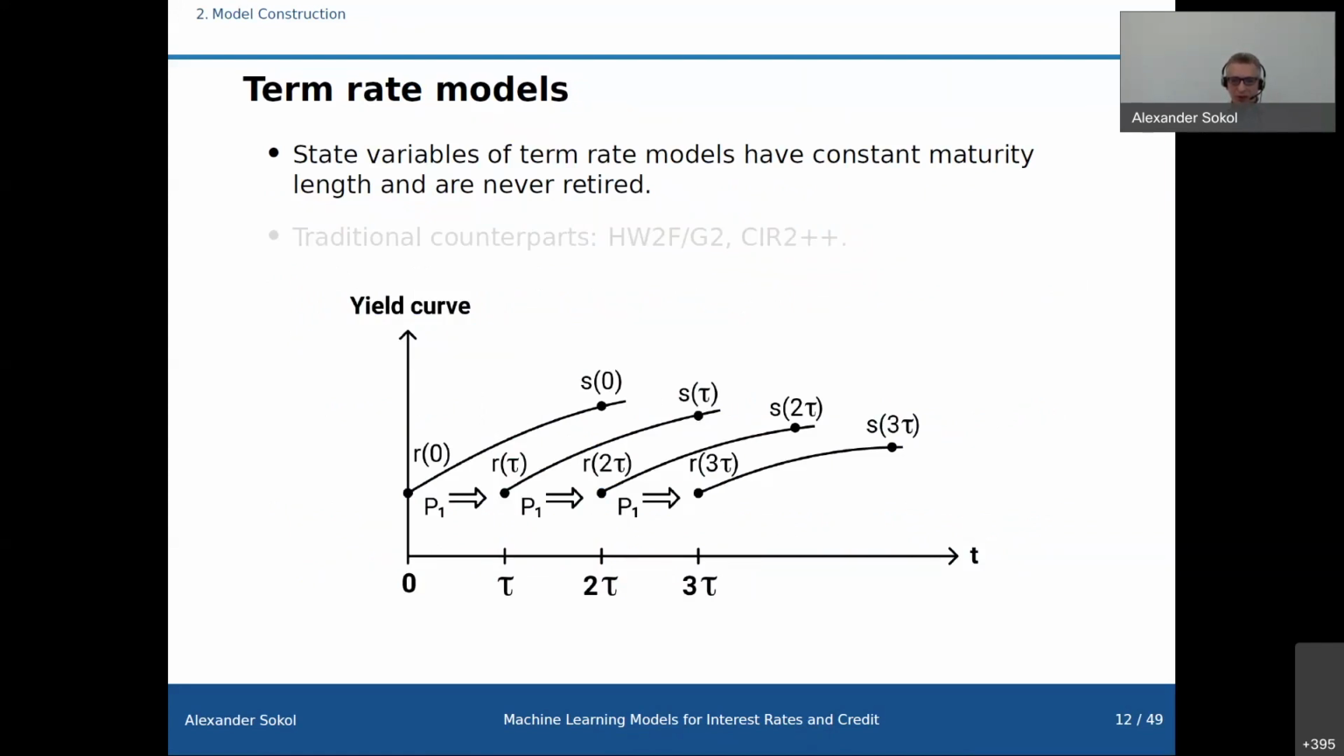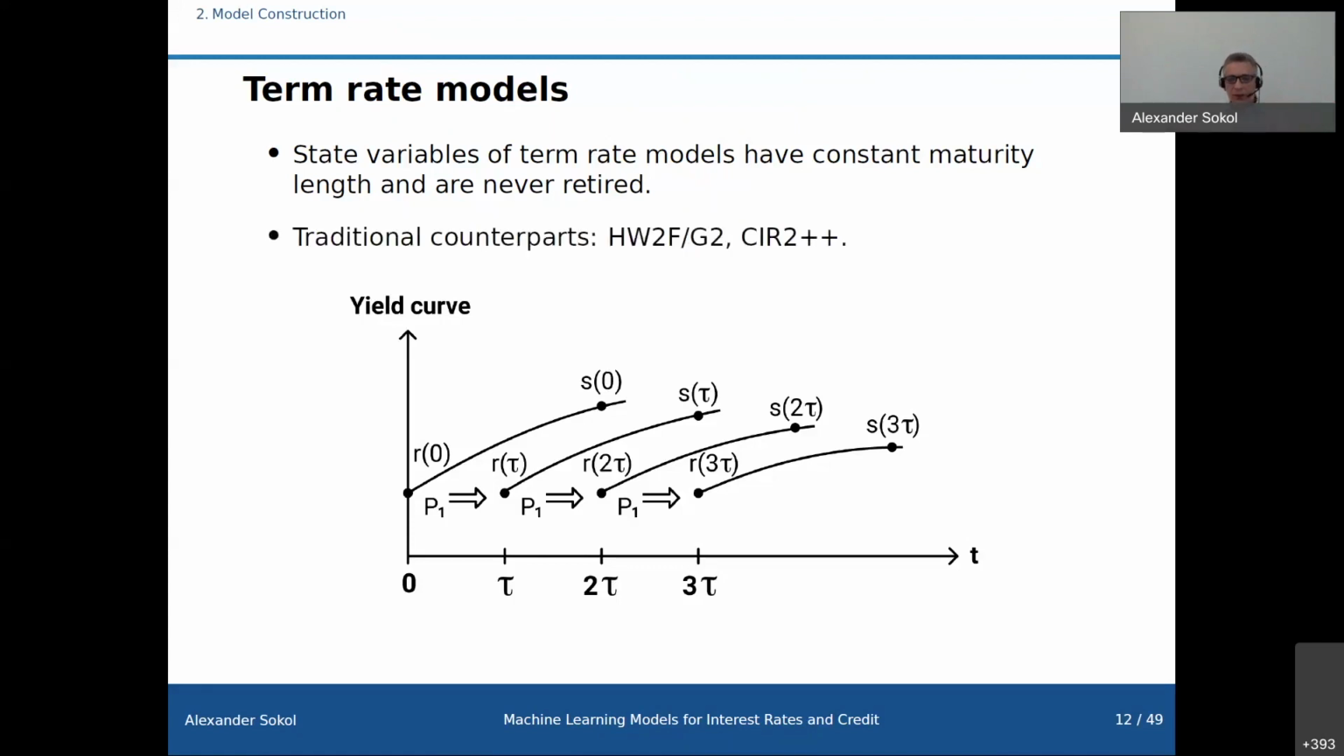So for term rate models, state variables have constant maturity length, not date, and are never retired. So in other words, you have, let's say, a 10-year swap as your state variable today, or the short rate, and 10 years later, it's still a 10-year swap. It starts 10 years later, right? And it now ends 20 years from today, 10 years from that point. So your state variables essentially move along with your time point.